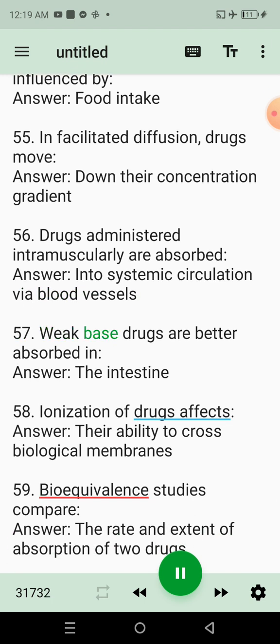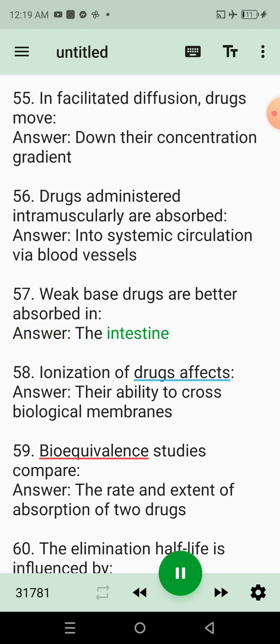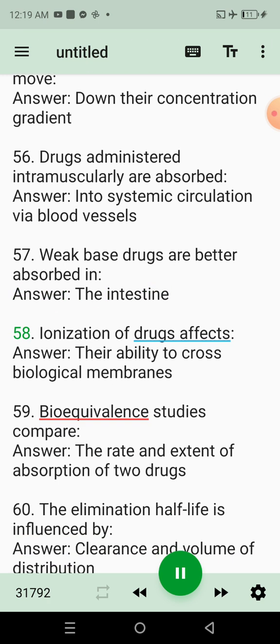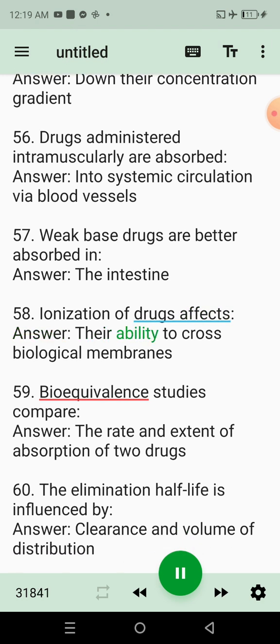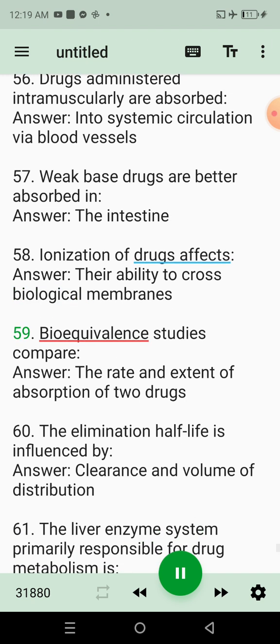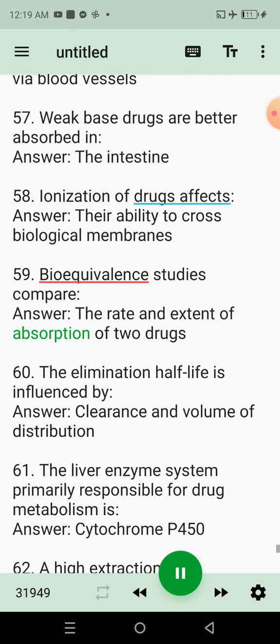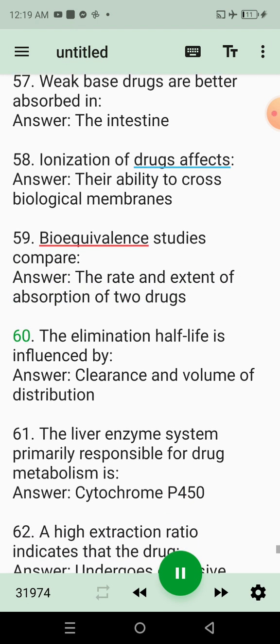57. Weak base drugs are better absorbed in? Answer: The intestine. 58. Ionization of drugs affects? Answer: Their ability to cross biological membranes. 59. Bioequivalence studies compare? Answer: The rate and extent of absorption of two drugs.